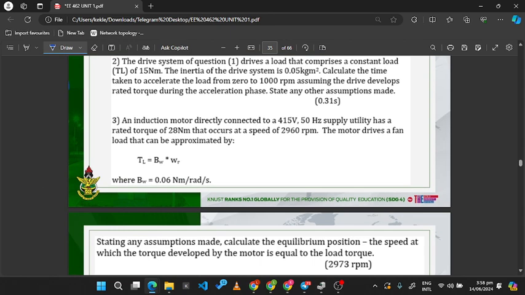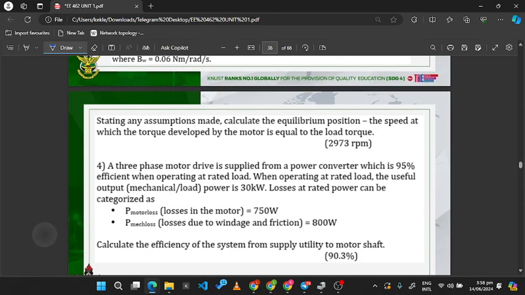Okay, so for question 3, an induction motor directly connected to a 415 volt supply has a rated torque of 28 Newton meters, and we've been given the speed. The motor drives a fan load that can be approximated by this equation. We've been given the constant. Stating any assumptions made, calculate the equilibrium position.